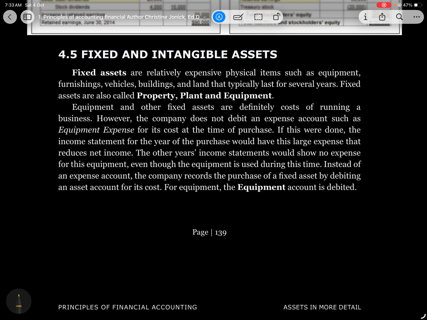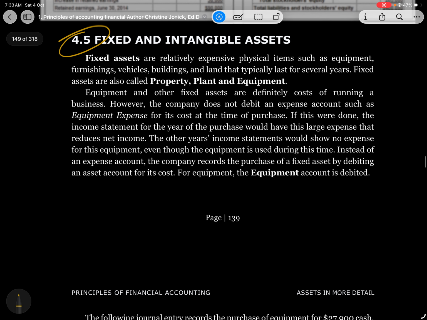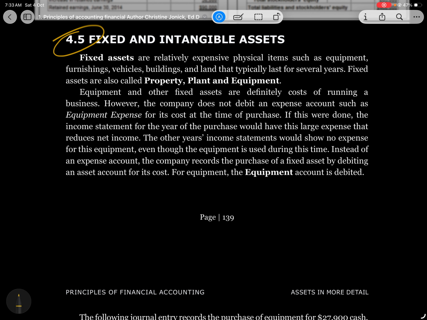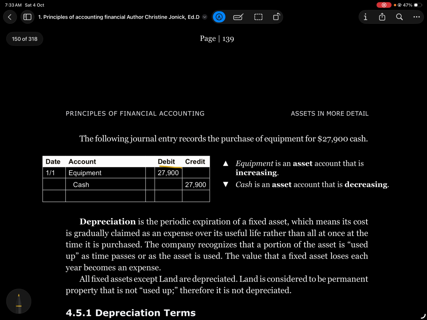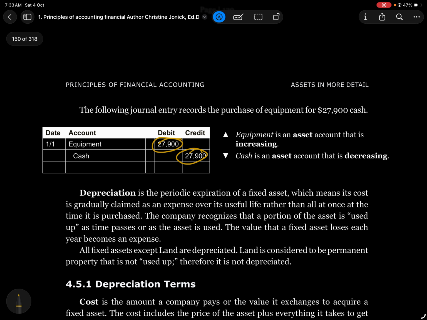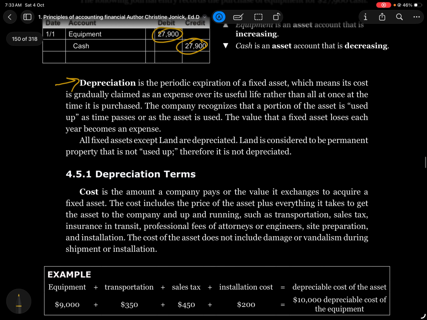Okay, so in case of fixed assets and intangible assets, normally these are used over several years. Right. So whenever we purchase it, we do debit equipment, credit cash, right? And so we will need to expense it out, since the value of it decreases over time, right? So we will need to record depreciation, right? So depreciation can happen in multiple ways.